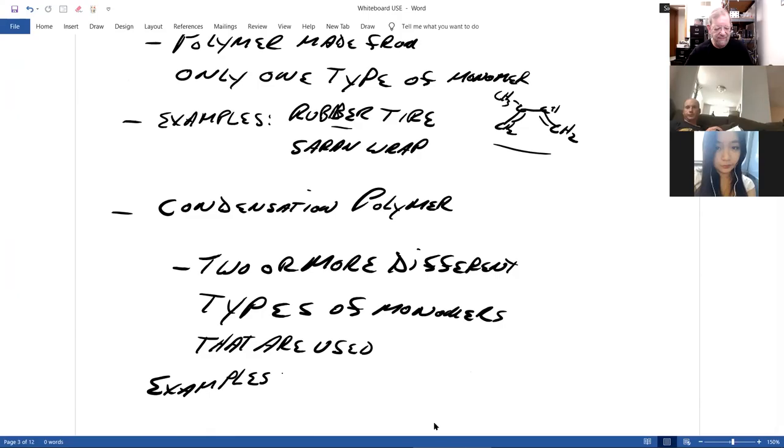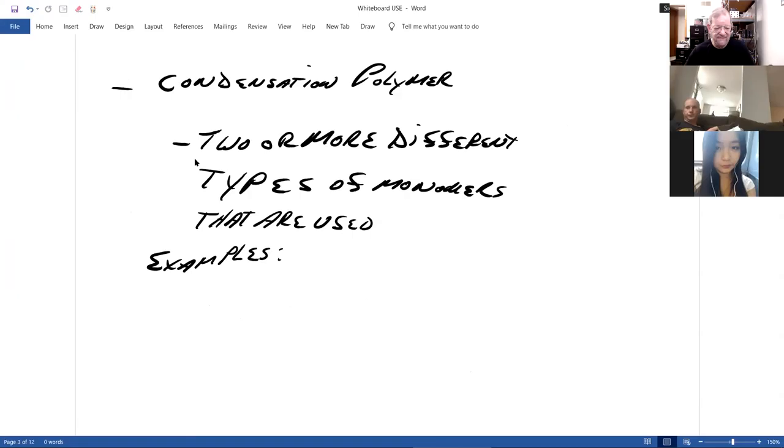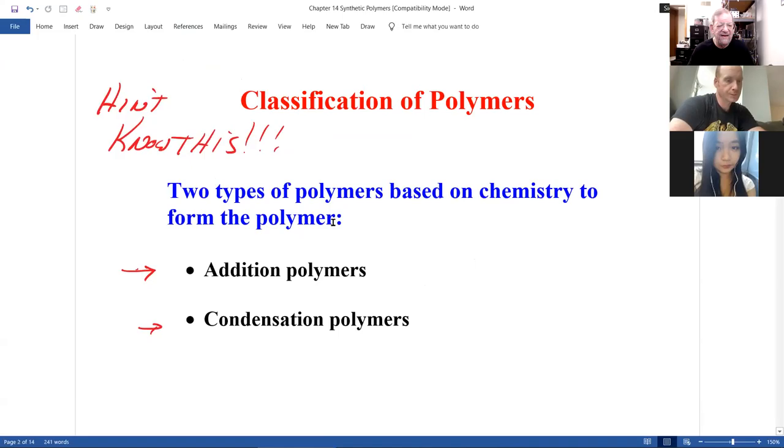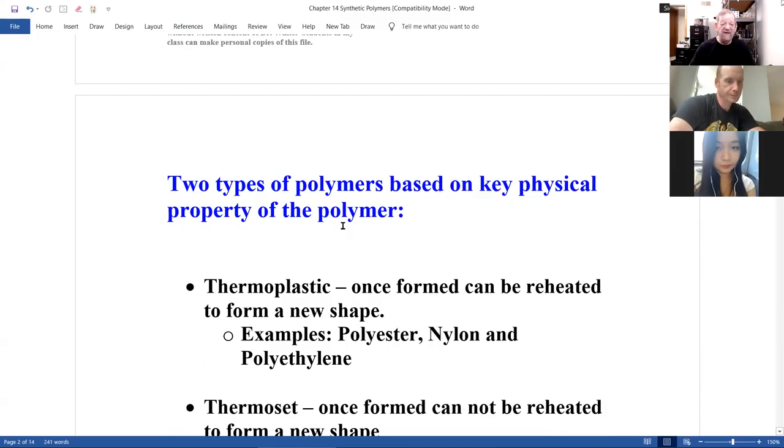And examples would be any plastic bottle. For example, my water bottle or yours or a pop bottle. Anything made of nylon, say a nylon jacket like I have downstairs in my closet in my hallway where you enter my house. Those are examples of condensation polymers. Those are polymers that have two or more different types of monomers, and you should know that.